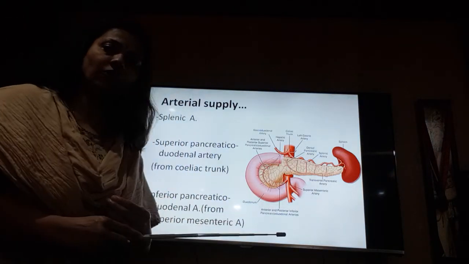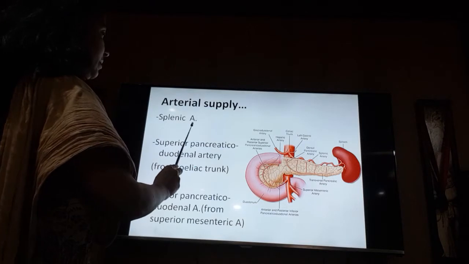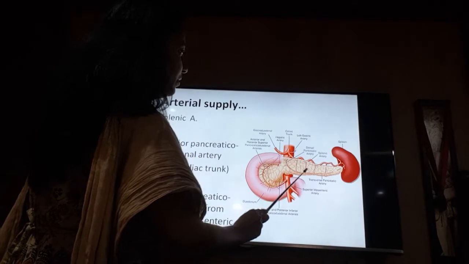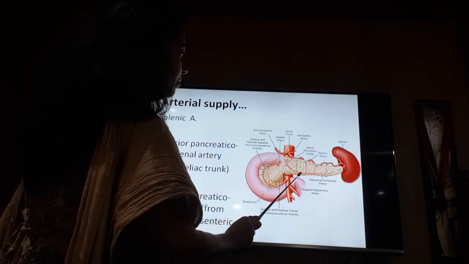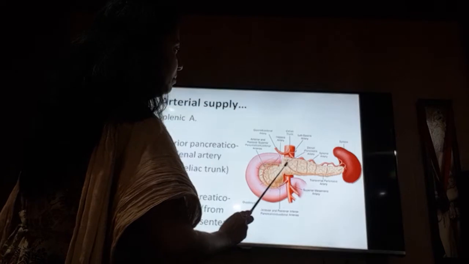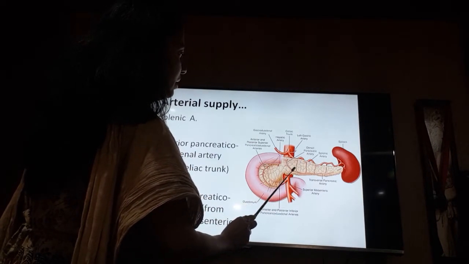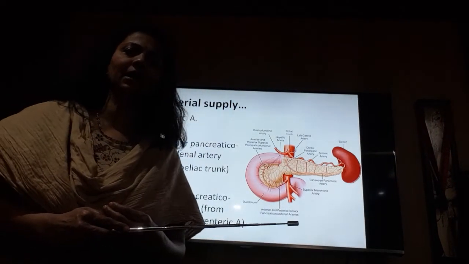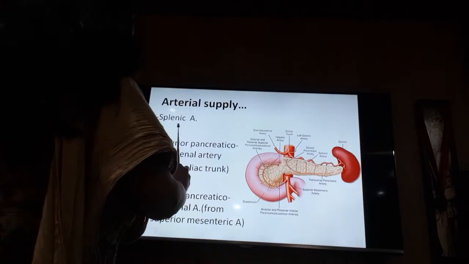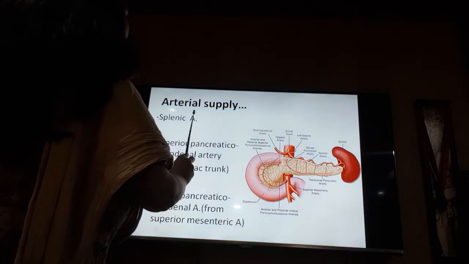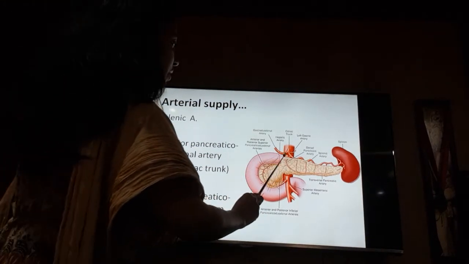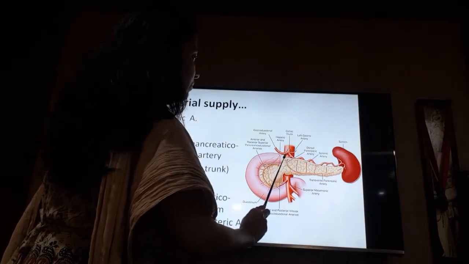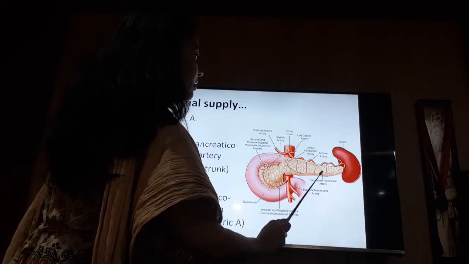Arterial supply of pancreas. Splenic artery. You can see this is the splenic artery. It is giving perpendicular branches here, and this one, a large branch, is nothing but the dorsal pancreatic artery, or pancreatica magna. This artery is also called pancreatica magna. So its main blood supply is from the splenic artery. So the body and tail are supplied by the splenic artery, which is giving so many pancreatic arteries.